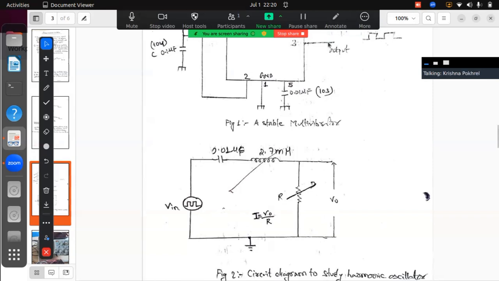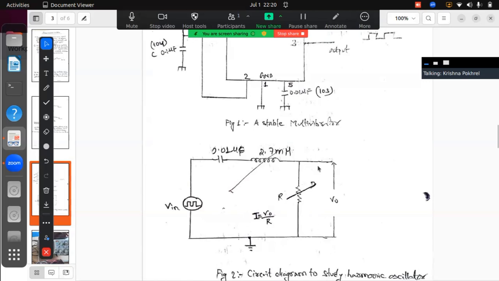From here, this output 3 number wire will be connected to the 0.01 microfarad, and from here you will connect to an inductor of 2.27 millihenry. And the other point of the inductor, we will connect to the resistor and take the other point of the resistor to the ground. Here, what type of resistor do we use? We use a variable resistor, like a PO box. This resistor will be like a PO box.